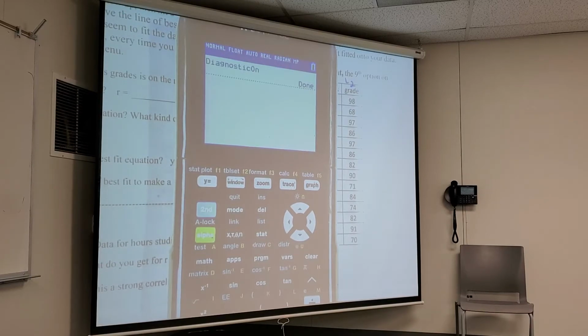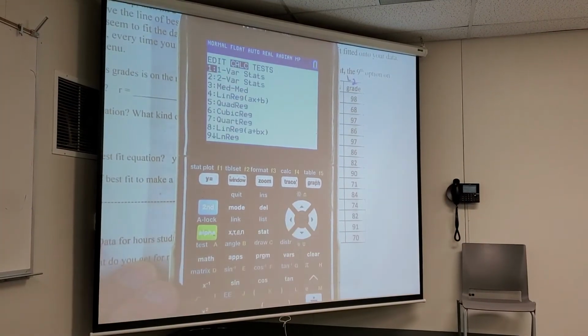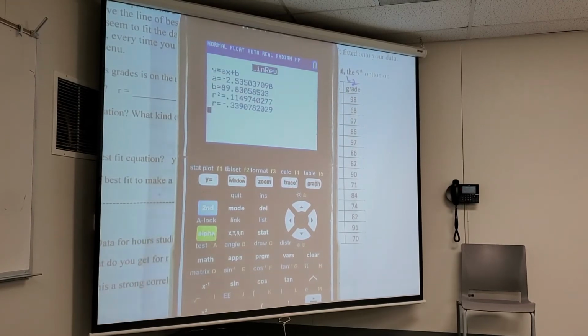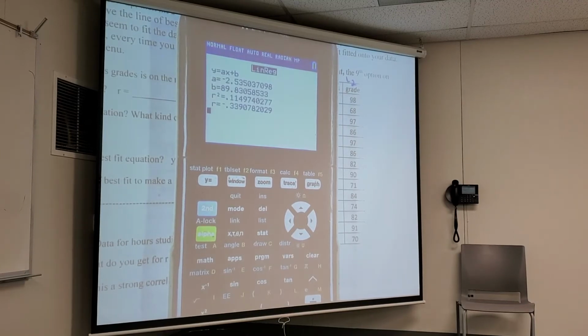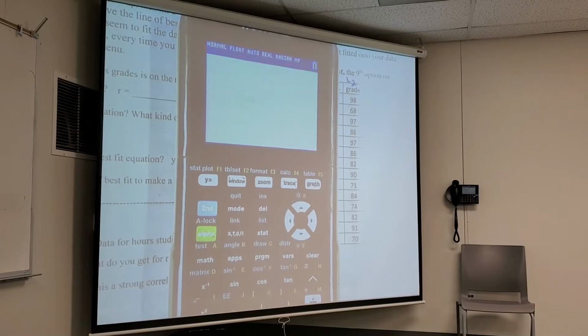So hit second 0. Hit the D button. Hit X to the -1. See the D above it? Yeah, right there. Now go to diagnostic on. There you go. On. Enter. Enter. Okay, now, if you go back to stat, calculate number 4, stat, calc, number 4. Everybody's R should show up now. Stat, calc, number 4.